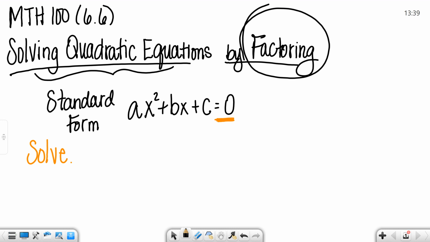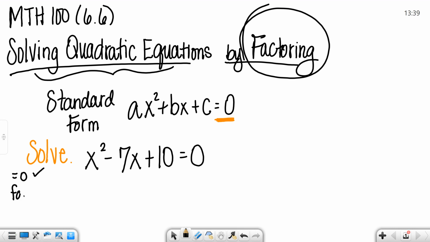Our directions are just solve. When you see the word solve, that means you're trying to find a value that works when you plug it in for the x value. So we're trying to find x. That's what solve means: find the value of x. First we make sure that it's equal to 0, and in this case it is. So, does it equal 0? Yes, check, it does. The next thing we're going to do is factor.